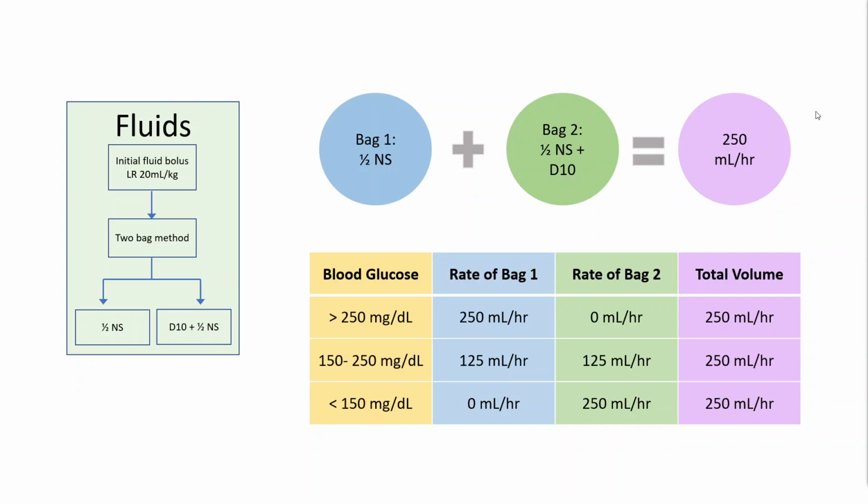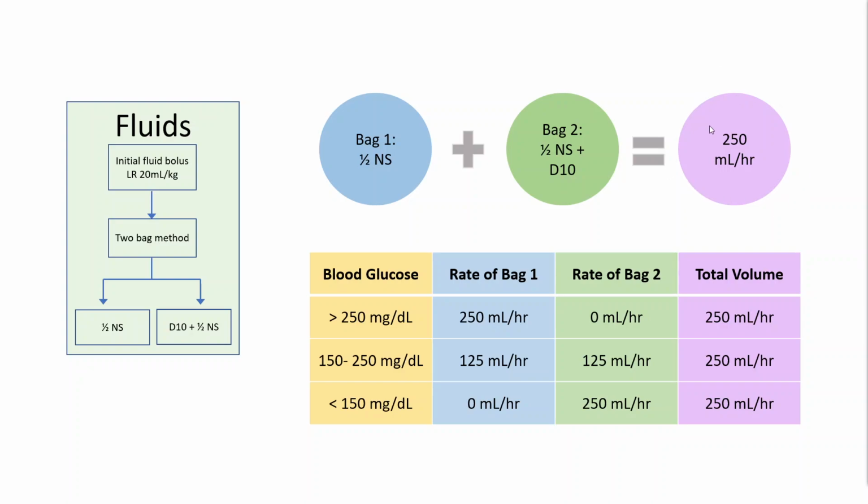So in the 2-bag method, we have 2 bags of IV solution hung at once. One bag contains dextrose, the other bag contains no dextrose. This way we can titrate how much dextrose is going into the patient while still maintaining a constant volume repletion with a half normal saline base at 250 mLs per hour. So the rates of each of these bags can be titrated while the overall rate is still that constant 250 mLs per hour.